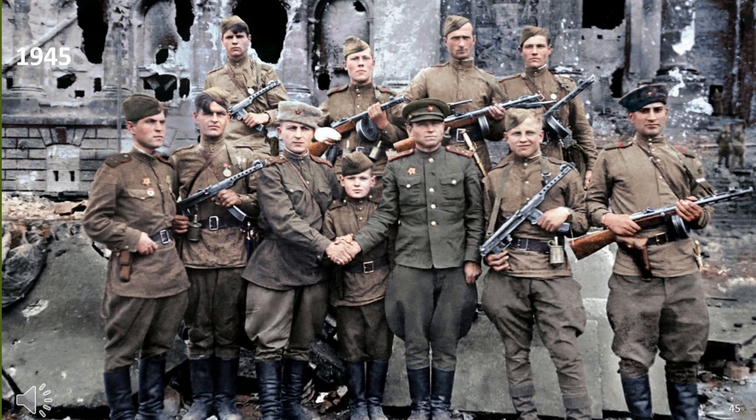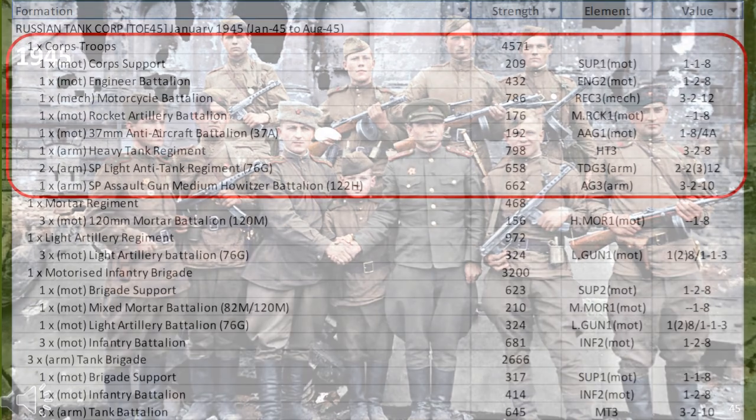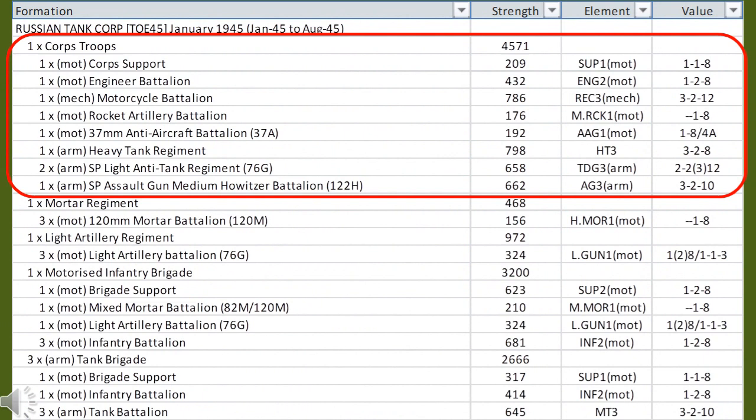We'll now move into the last year of the war, 1945, when we actually reached the pinnacle of the Russian Tank Corps development, and also a major improvement in the equipment, particularly the tank battalions, which occurred in this year. This shows the official Tank Corps structure, specifically January 1945, and does not actually reflect a specific Tank Corps.